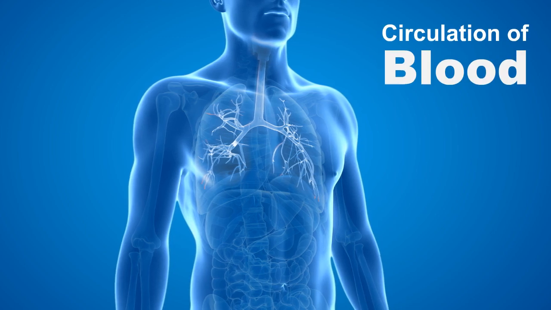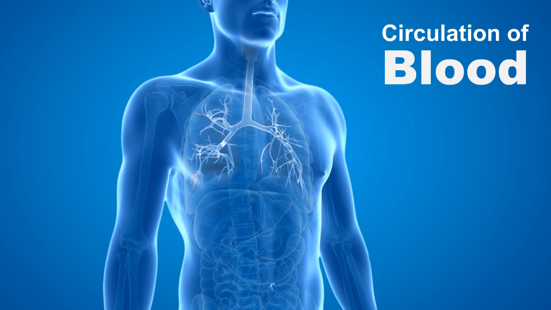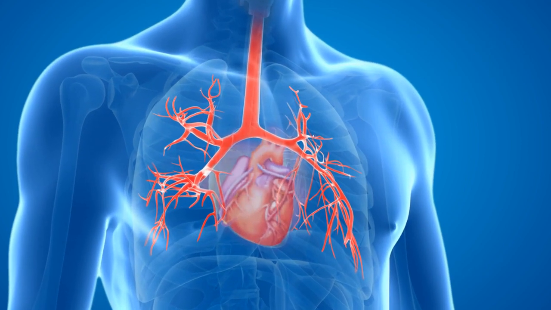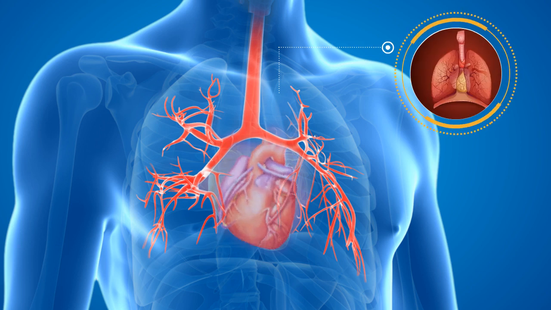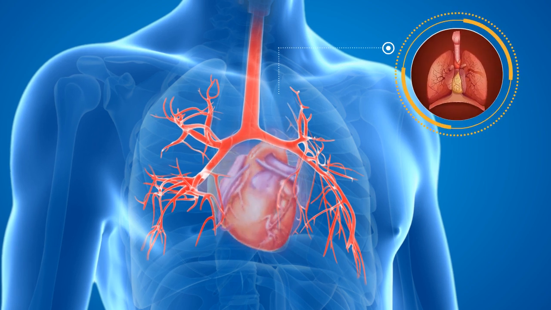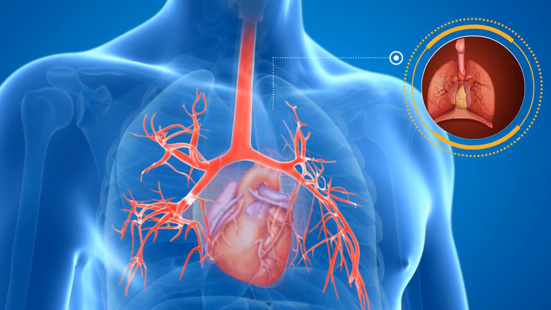Circulation of blood. The continuous flow of blood inside our body is called blood circulation. The rhythmic contraction and expansion of the heart result in a continuous flow of blood to the lungs and other parts of the body. Let us study how the circulation of blood takes place in the human body.